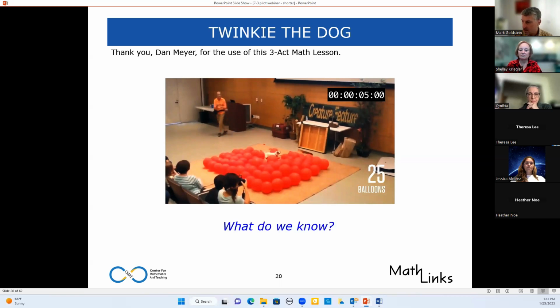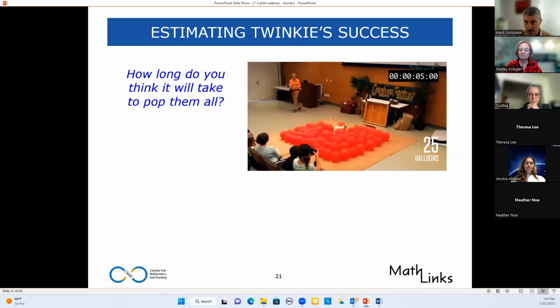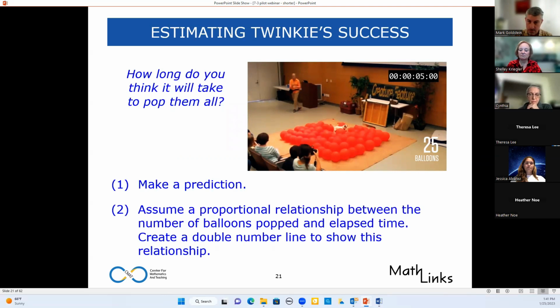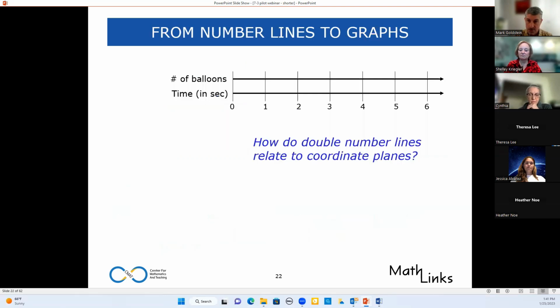Now, students use their knowledge of proportional relationships that were studied just before in this lesson to make a prediction for Twinkie to pop all of these balloons. Students create a double number line and a graph in the coordinate plane for this predicted proportional relationship.